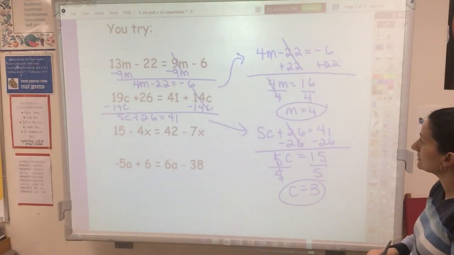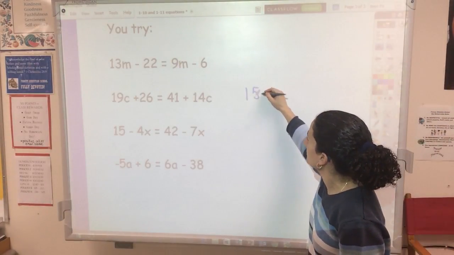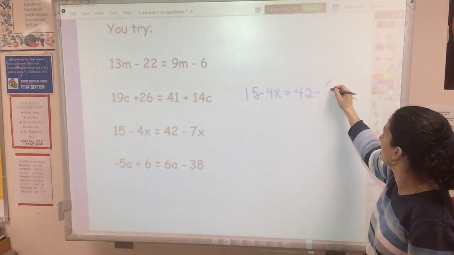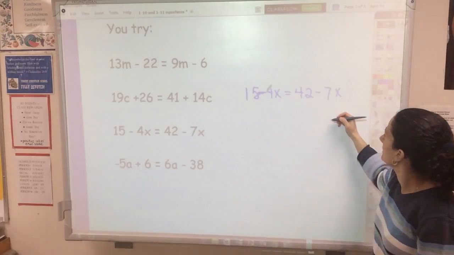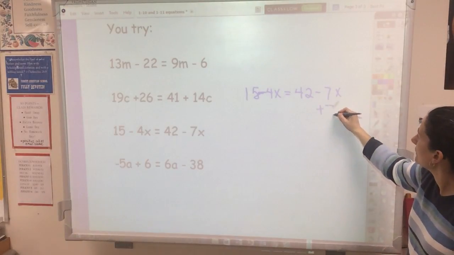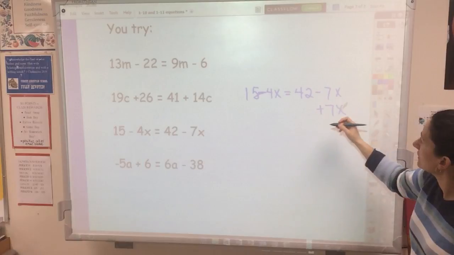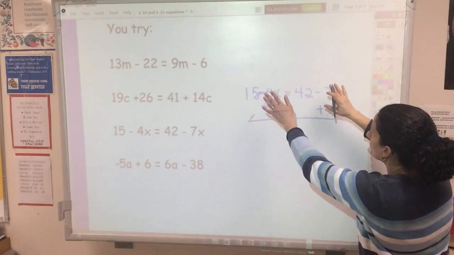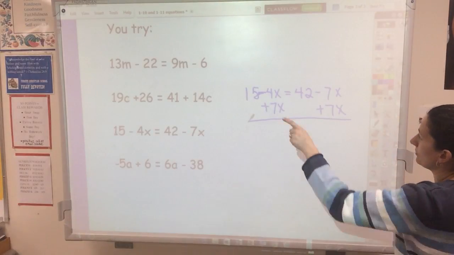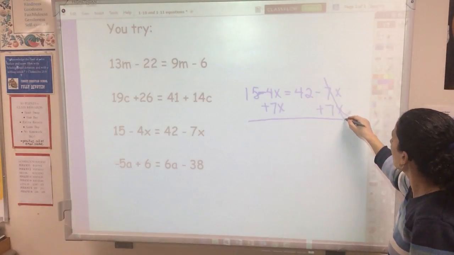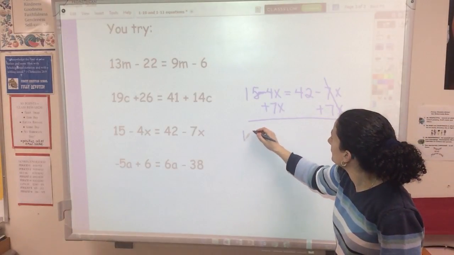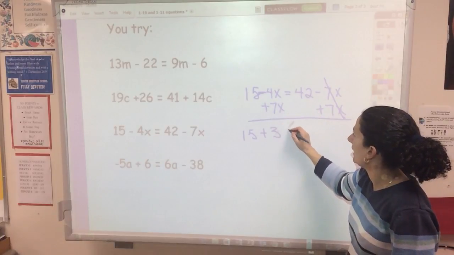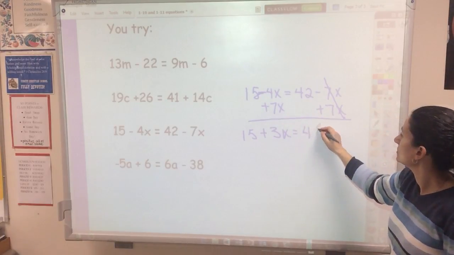Okay, let's go over those last two. See how you did. 15 minus 4x equals 42 minus 7x. Okay, so in this one I will add 7x to both sides. This one's a little different, a little bit different because my variable term is the second term on both sides here. So that will cancel that out. And I'll have 15 plus negative 4x plus 7x is 3x equals 42.